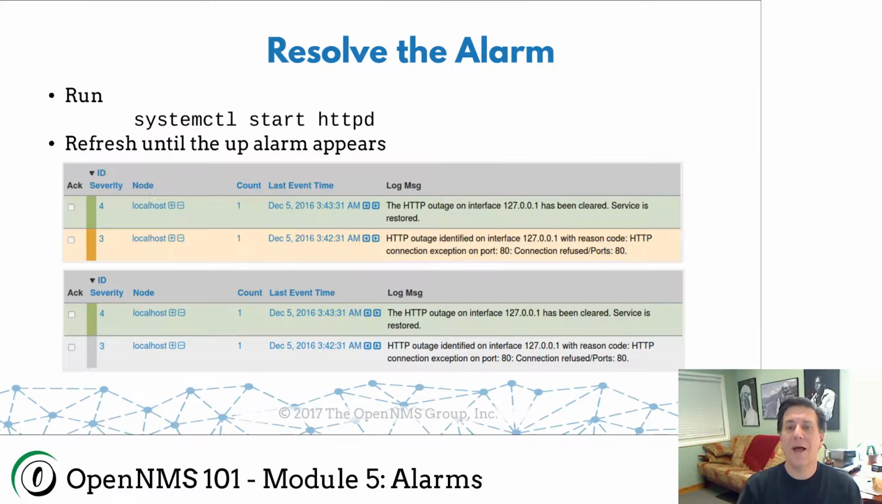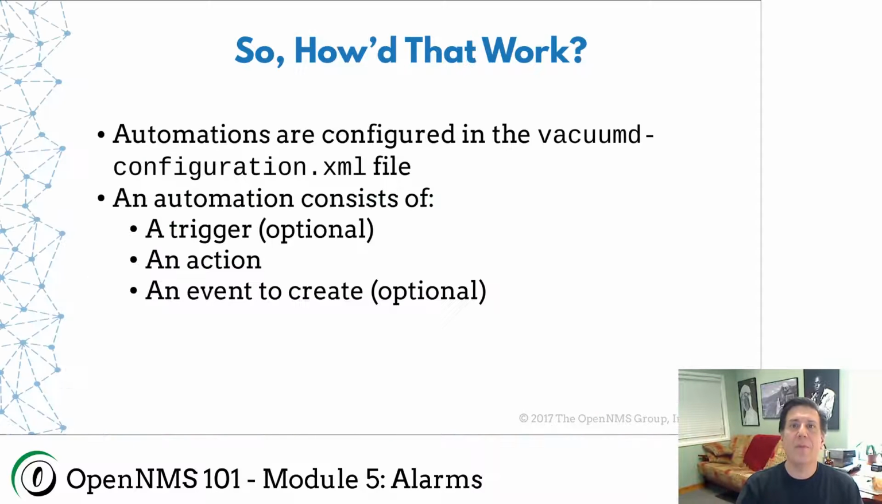So getting back to the slides, we know how this automation happened. What happened? Well, we have a file called the vacuumd configuration file, and it's where we configure our alarms. At the moment, we do not have a GUI that does this. So in order to add new automations, you do have to edit XML files. You get used to it.